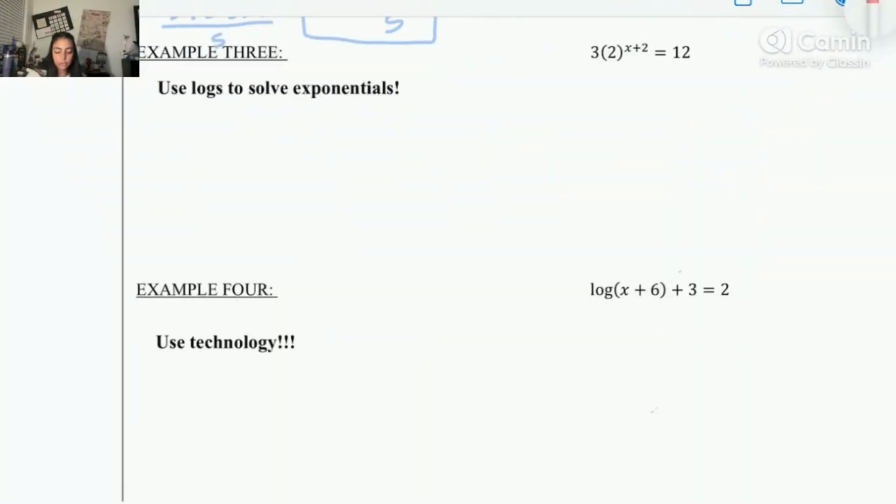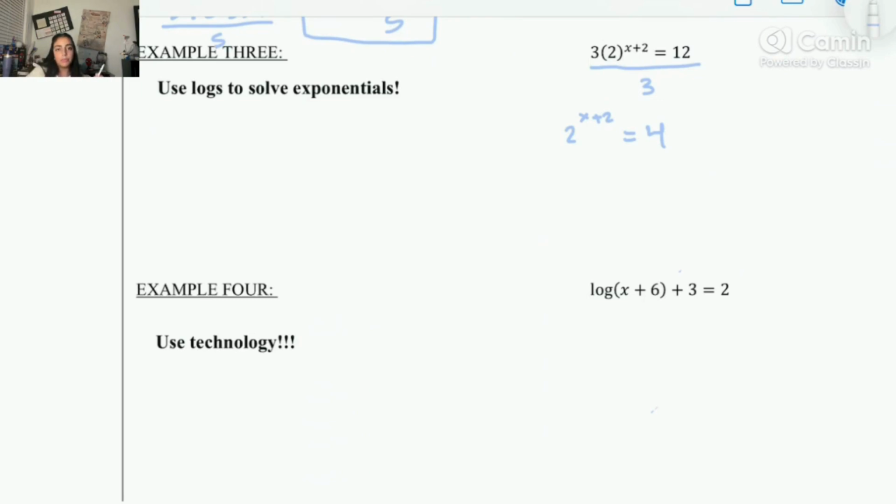Okay, now we're actually going to be applying logs to solve exponents. So here you can see that both sides can be divided by 3, just to make the problem a bit easier for us and less intimidating. So now it's 2 to the power of x plus 2 equals 4. So now we have a better view of what this looks like.